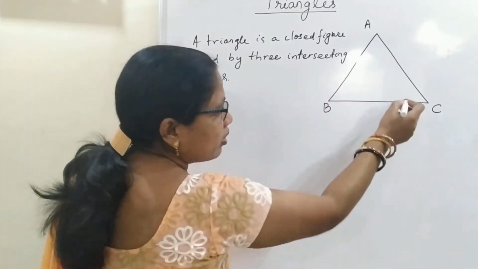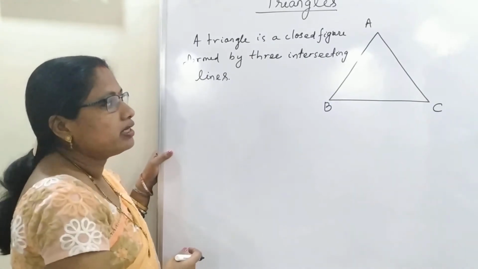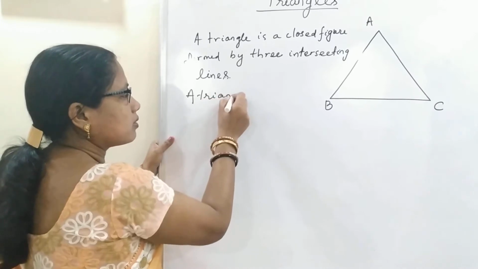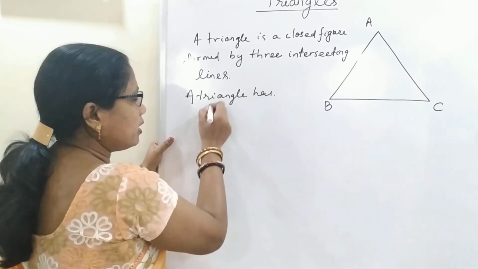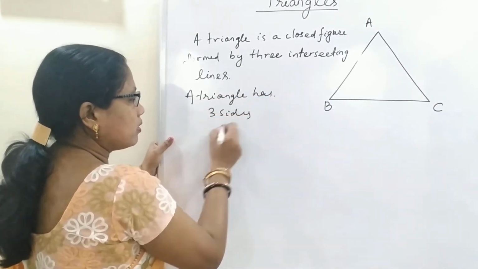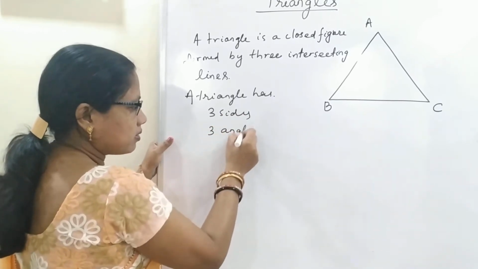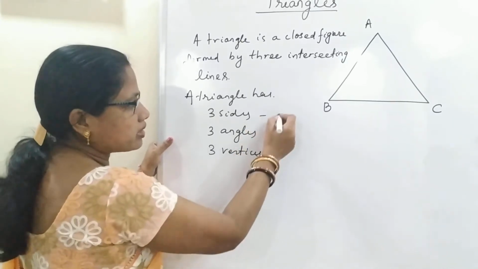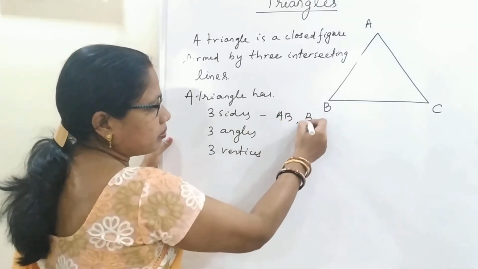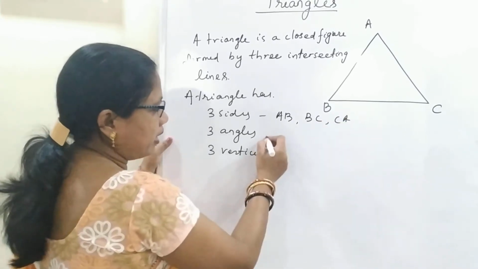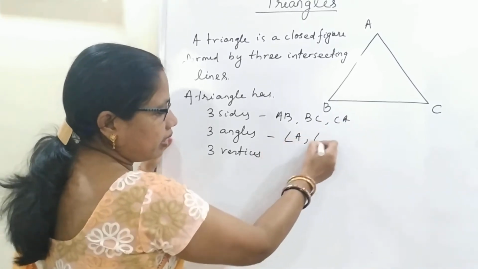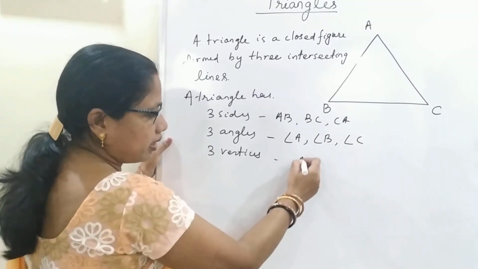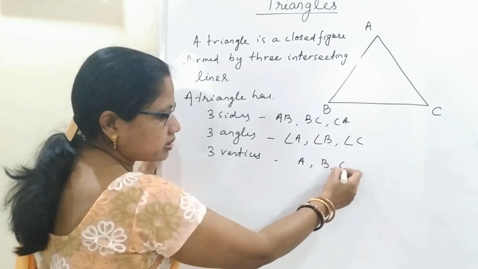So here I have drawn a triangle and the name of this triangle is ABC. So a triangle has three sides, three angles and three vertices. Here the three sides are AB, BC and CA. And the three angles are angle A, angle B, angle C. And the three vertices are A, B and C.